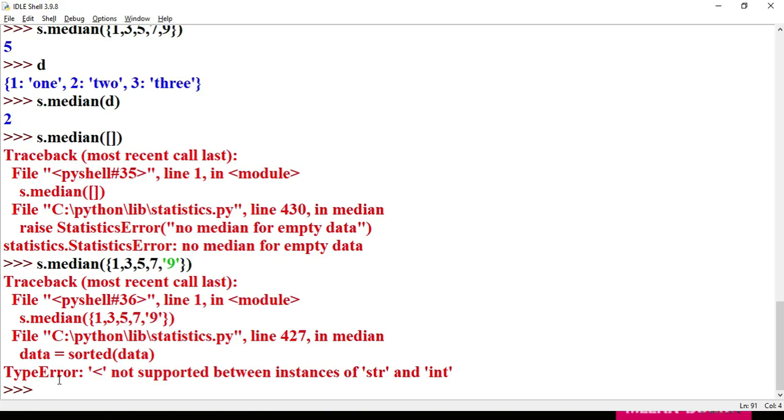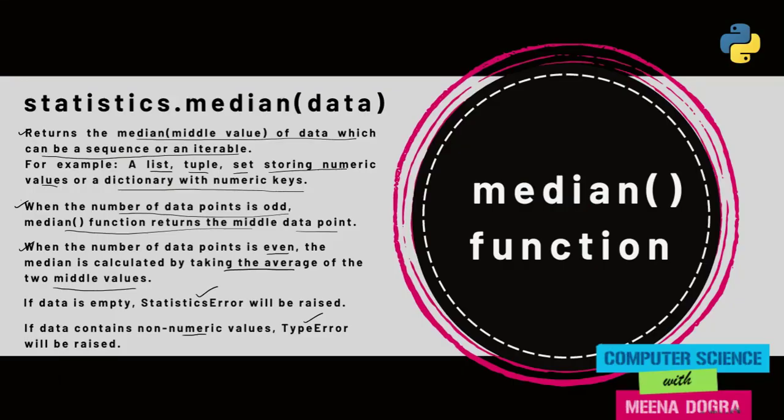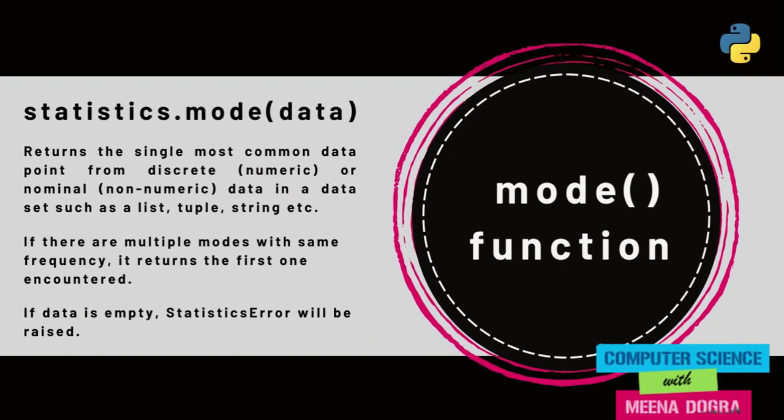I hope this description of median function is clear. Let's move to the last function, which is the mode function, which is again very interesting. And what makes mode different from the others, I think I read it in the Python docs and came across a line that the mode function is the only exceptional function in this module which also works with non-numeric data. Fine. So let's read the description. Mode function of statistics module returns the single most common data point from discrete, which is numeric, or nominal, which is non-numeric data in a data set such as a list, tuple, string, etc.